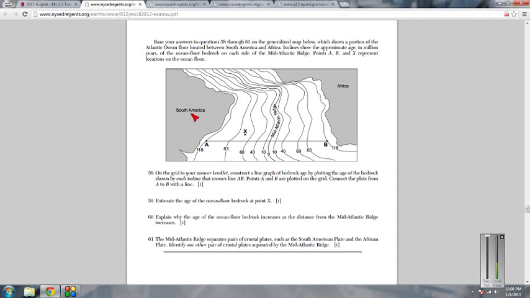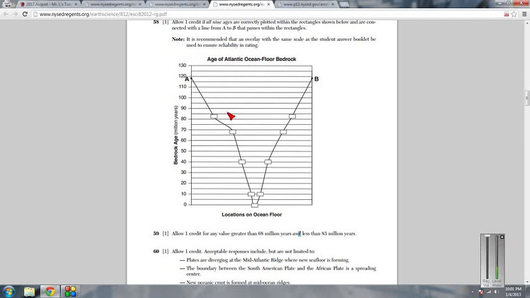I'm sure you learned that at some point, South America and Africa were connected. It was 118 million years ago. So we know that the Mid-Atlantic ridge is actually splitting. So in the middle, it's going to be the youngest at 0, and as you go out, it's going to be older and older and older. So I think this is a clear answer. Let's just see what the rubric says, and let's see what type of answer they want.